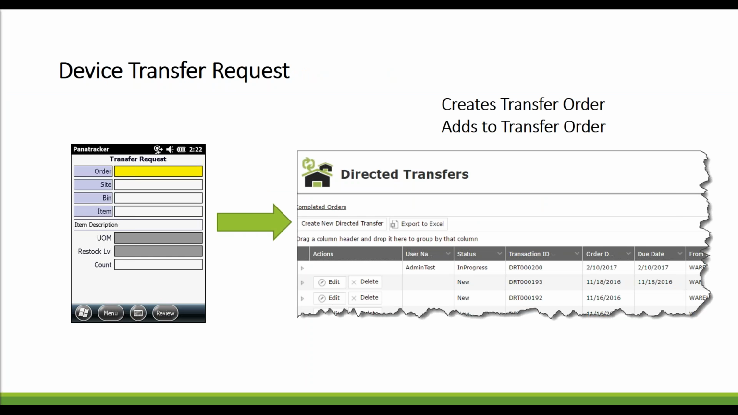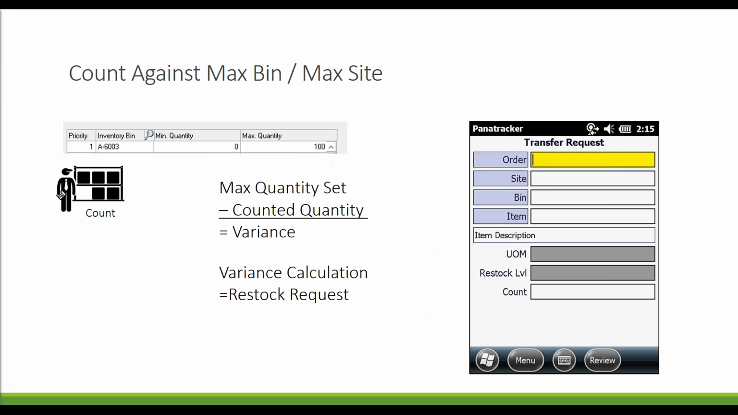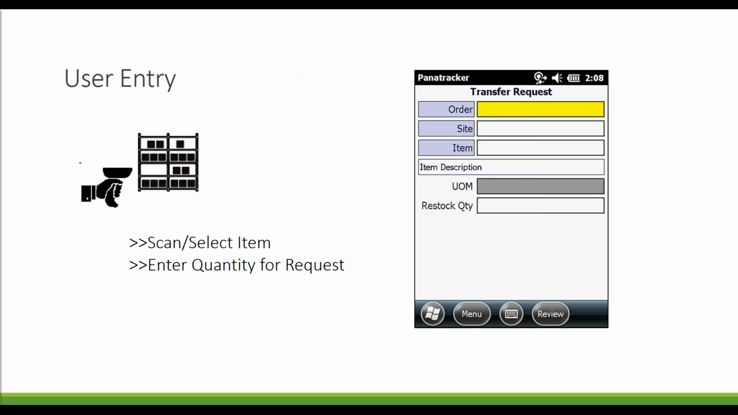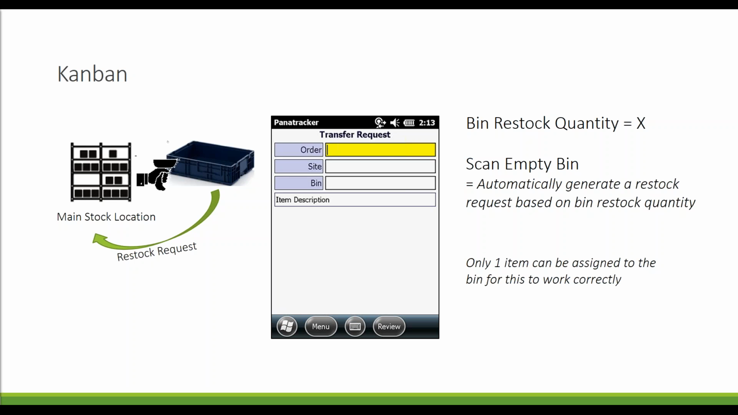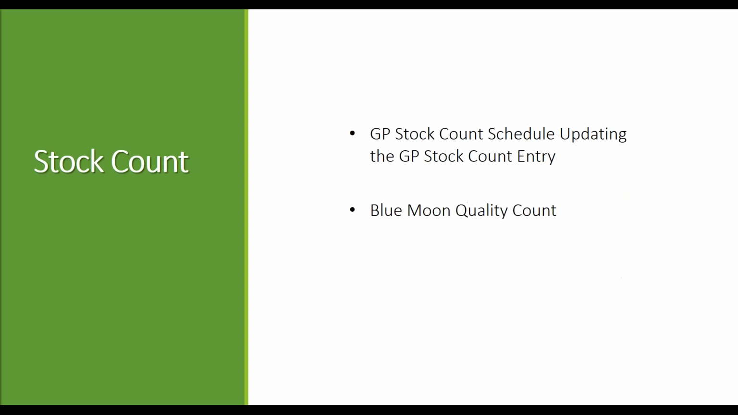From the device, we can also create that directed transfer. So we can do a count against min and max settings, as well as the user can simply make an entry to say, hey, I'm requesting this item for this quantity. And we also have a Kanban option. So again, we have a lot of different features there for you as well.